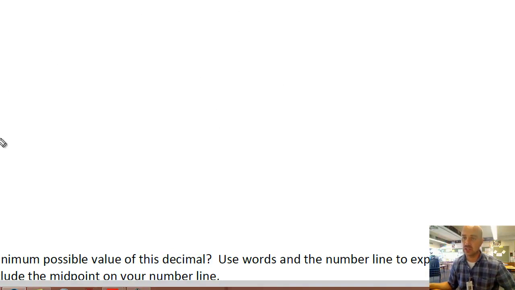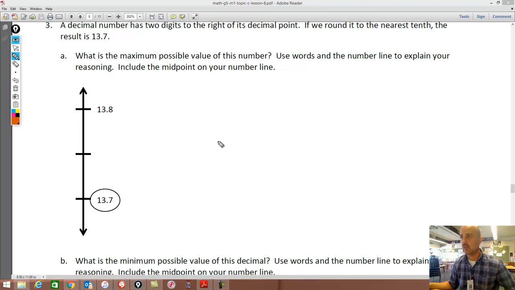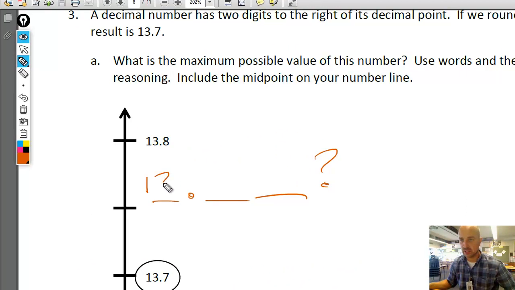Okay. These ones here are good questions. It's saying the decimal has 2 digits to the right of its decimal point. Okay, a decimal number has 2 digits to the right of its decimal point, right? So it's a number in the thousands. So if we round it to the nearest tenth, the result is 13 7/10. Okay, so it's saying we have this mystery number, and it has 2 digits to the right. So we have a decimal point, and I have something, something, something. And it looks like it's 13, right? I have 13 and something somethings.